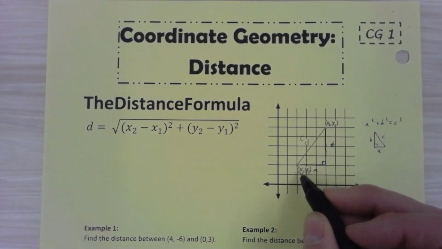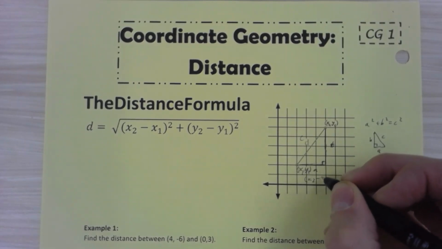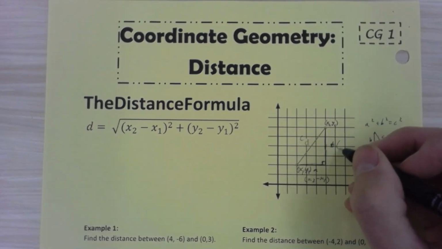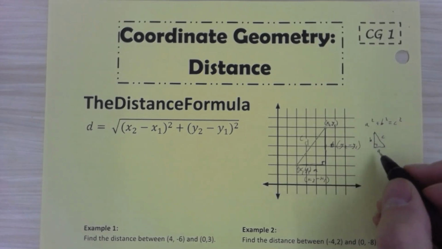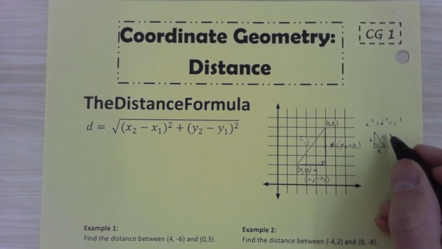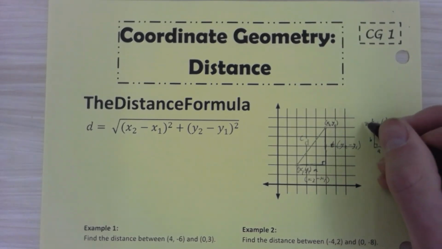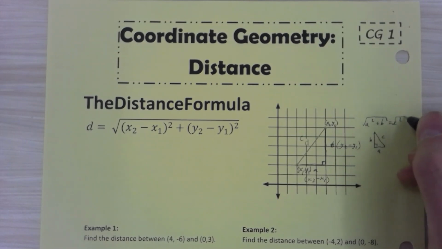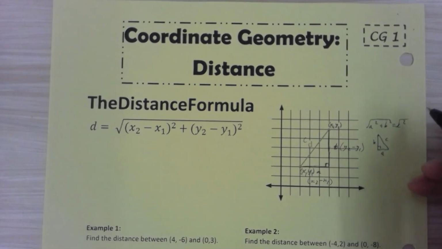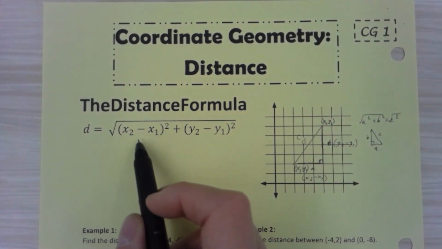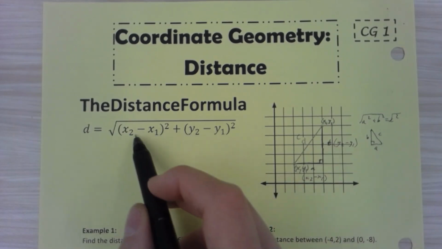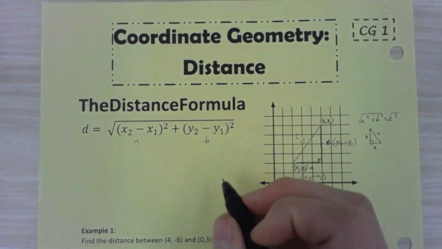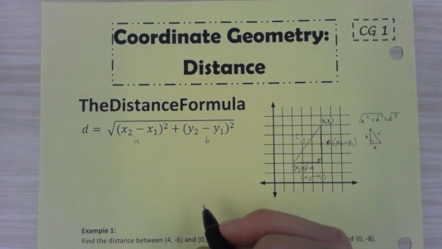So to find a, we just take the difference in our x's, x2 minus x1. To find our b, it's just the difference in our y's, y2 minus y1. And so if a squared plus b squared equals c squared, then to find what c is, we can take the square root of both sides. So c is equal to the square root of a squared plus b squared. That's where the square root of (x2 minus x1) squared plus (y2 minus y1) squared comes from. This is just a, this is just b, our horizontal and vertical distances.